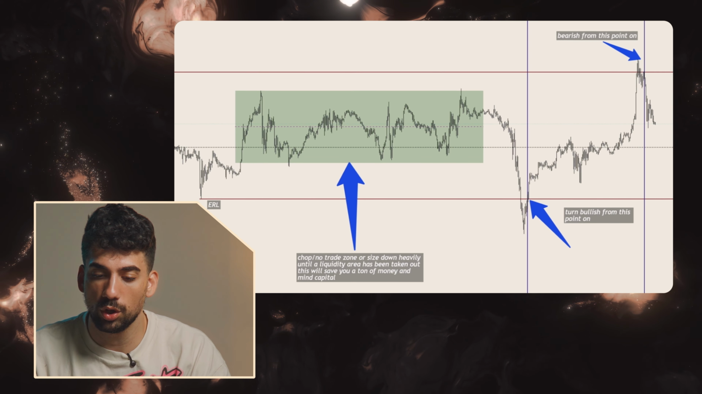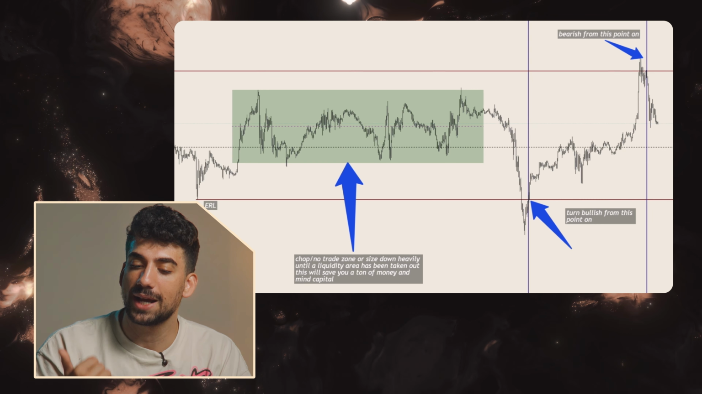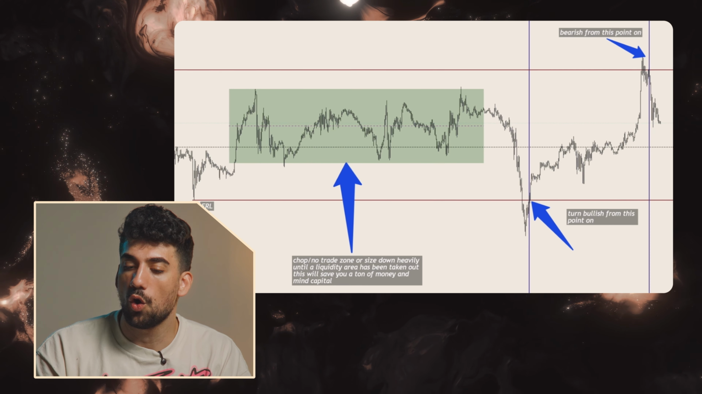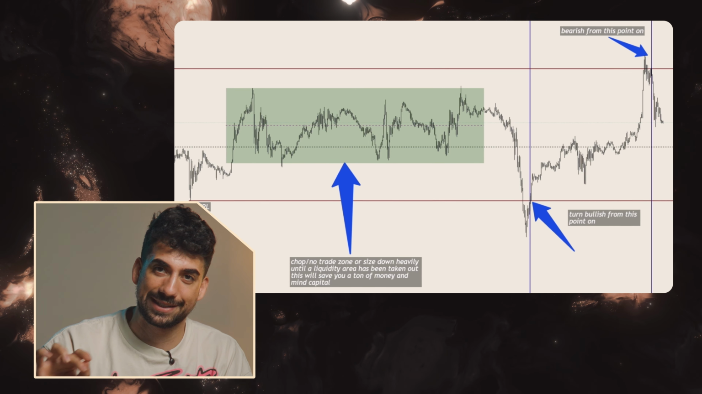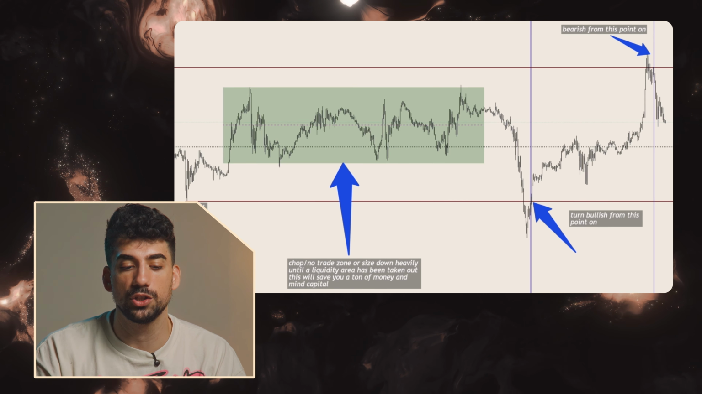So we're turning bullish when price flips back above that low or back below that high. Now, from that point on, you're only looking for bullish setups or you're only looking for bearish setups. And that's how you build a bias in your trading. You build a bias by using liquidity.